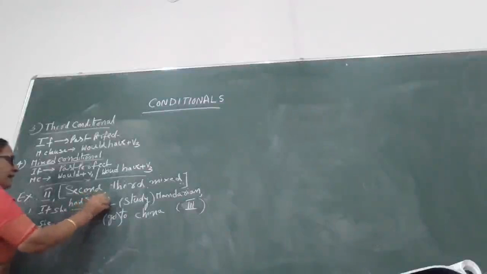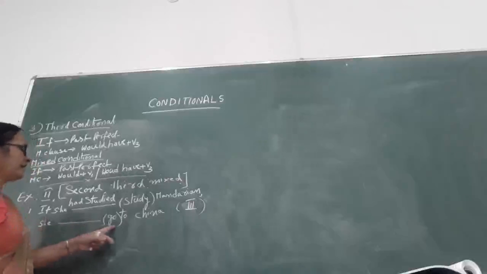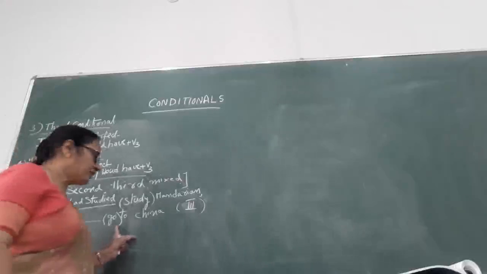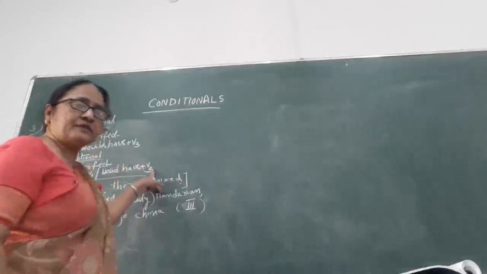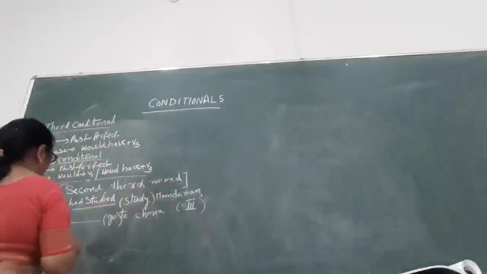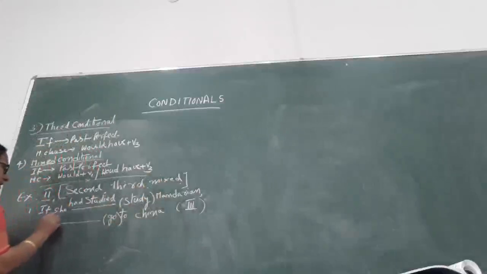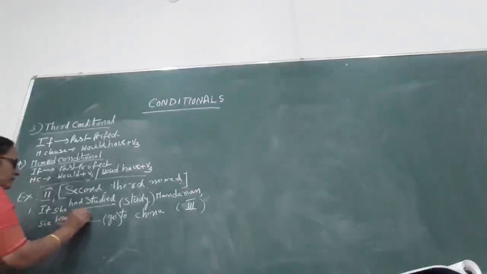If she had studied, she (go) means here she would have. V3 of go is gone. She would have gone. I have to write here would, then have, then go becomes gone: she would have gone.